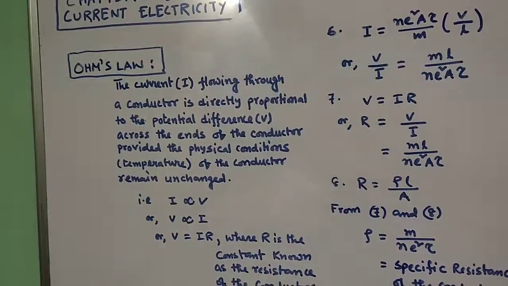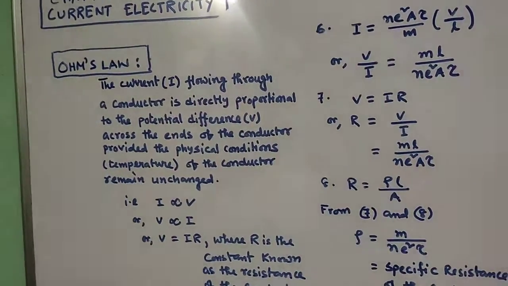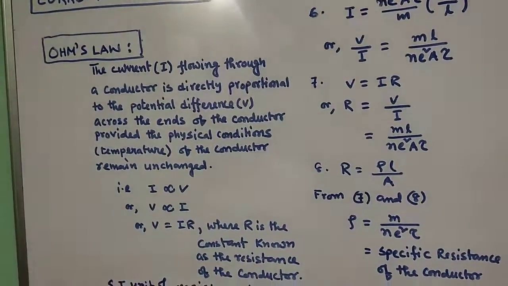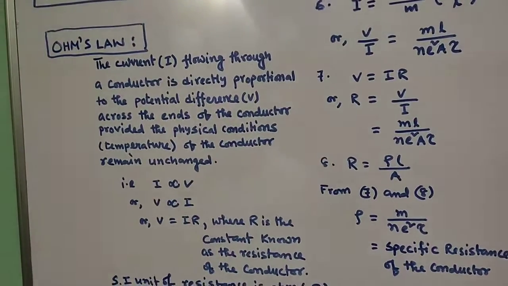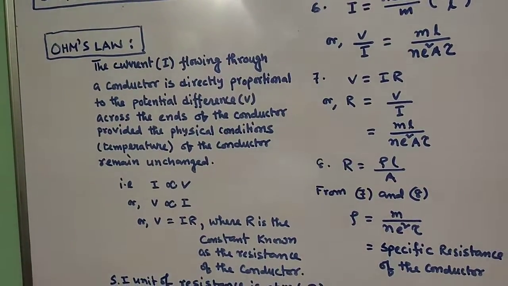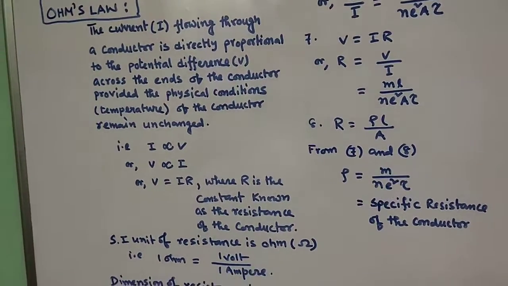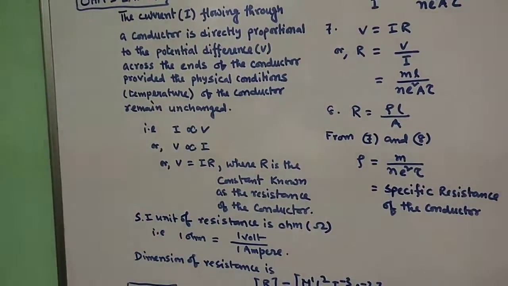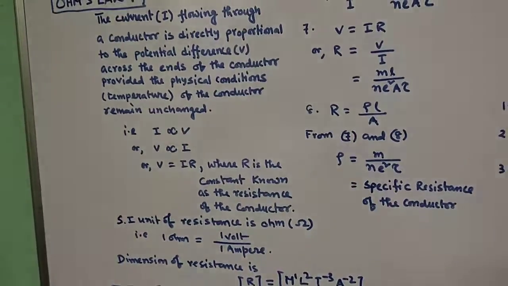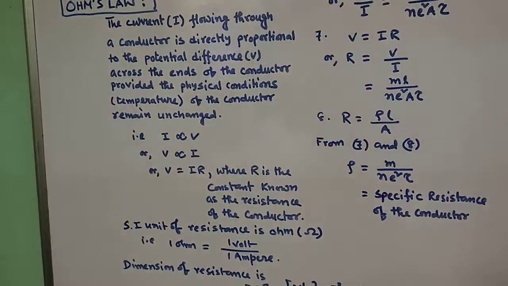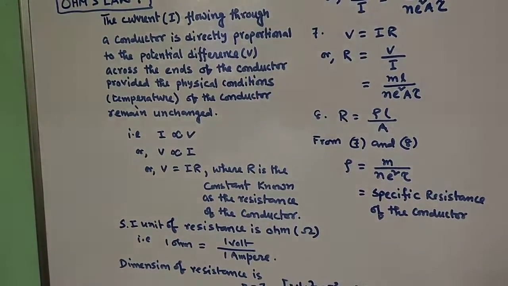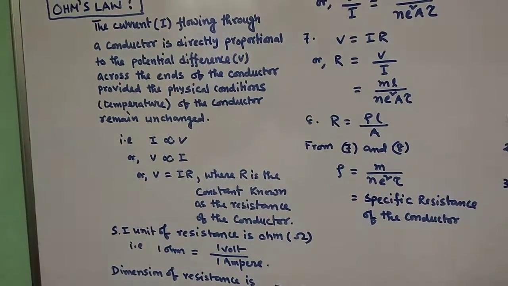So I proportional to V you can write, that is correct, or V proportional to I you can write, that is also correct. So V proportional to I, with a constant, gives you V equal to IR. So R is the constant known as the resistance of the conductor. So you can define the SI unit. SI unit of resistance is ohm, and ohm you can define as 1 volt by 1 ampere.